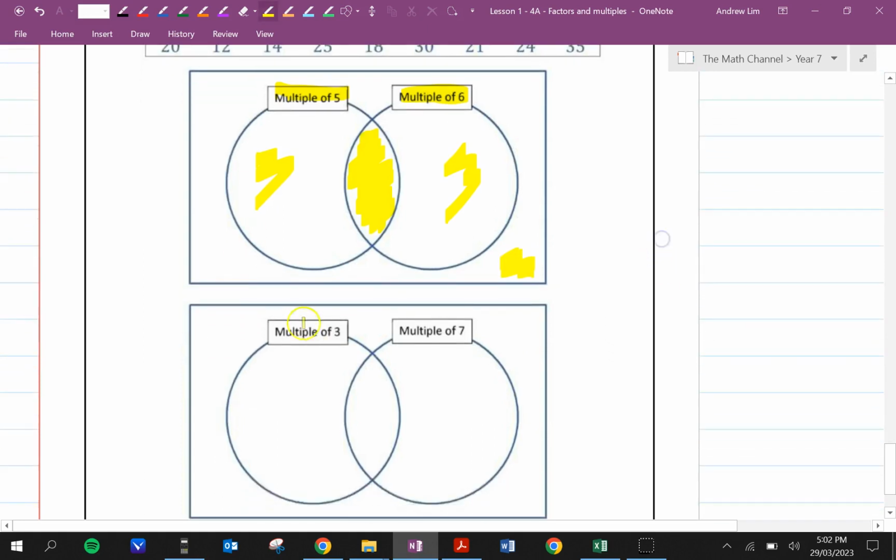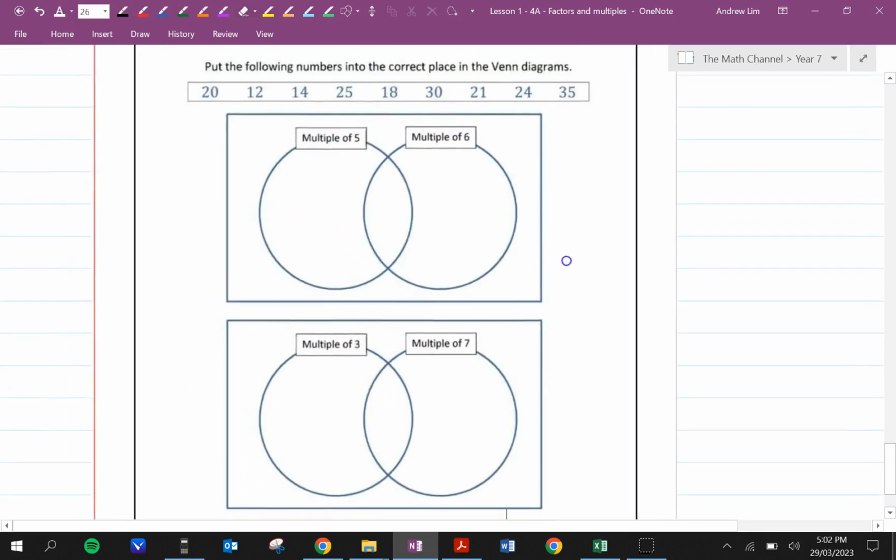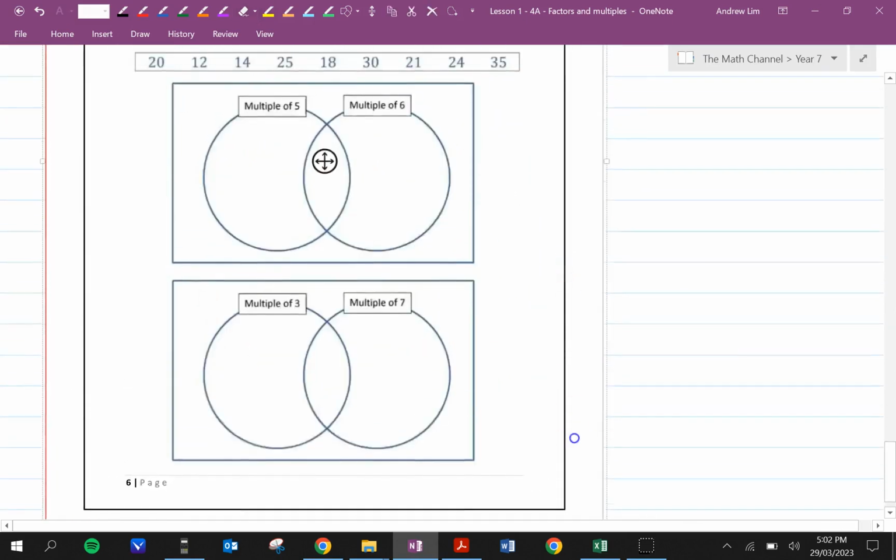And let's do the same thing for multiples of 3 and 7. If they are both a multiple of 3 and 7, put them on the inside. Multiple of just 3 over here. Multiple of just 7 over here. And neither over here. Alright, so let me get rid of all this. Pause the video. Have a go.